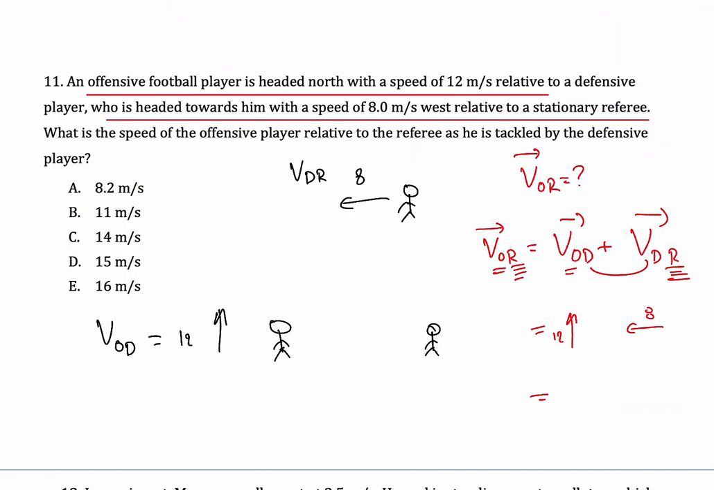Since the angle is 90 degrees, the magnitude will be 12 to the power of 2 plus 8 to the power of 2. Probably this will be 15. Actually, it is 14.4 meters per second.